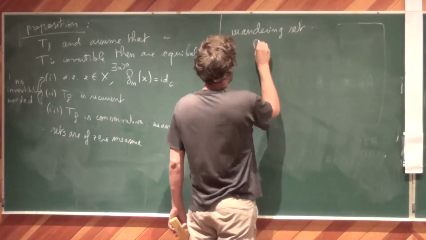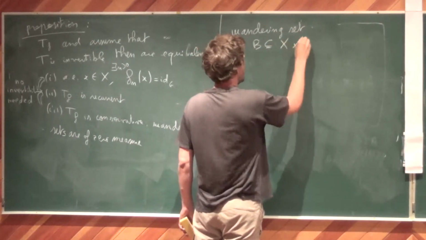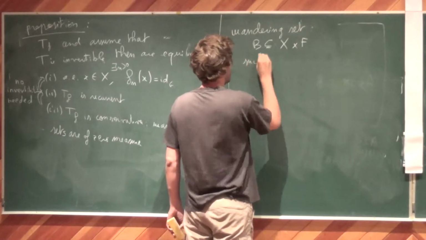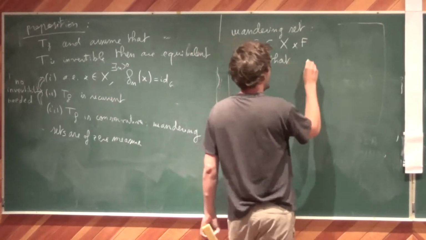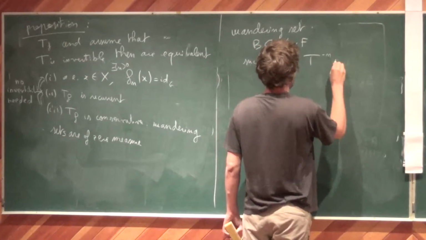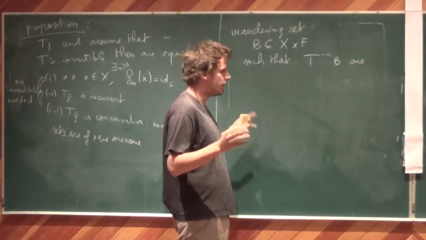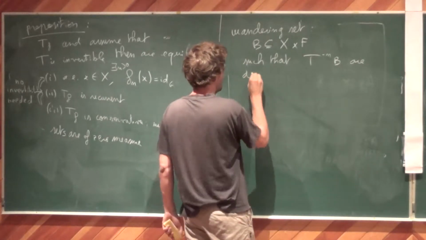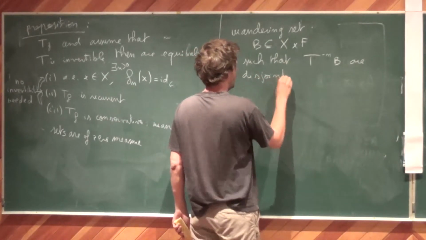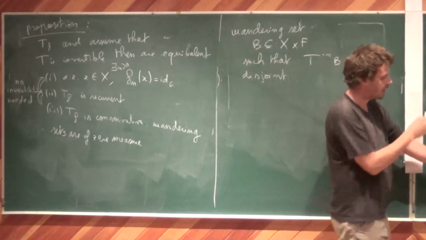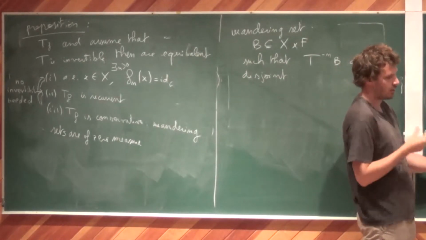is a set B included in your space X, such that T minus n of B are disjoint. So you have a set, and when you iterate it in the dynamics, everything is disjoint. So in the map x plus 1, if you pick the interval 0, 1, this is a wandering set because it does not intersect.